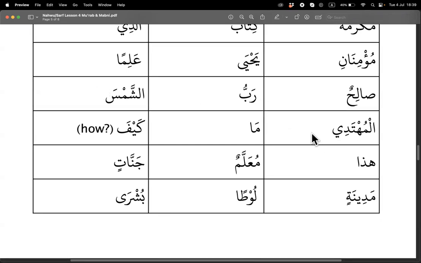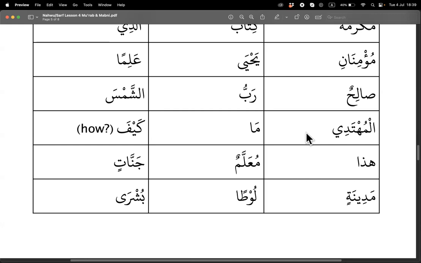Next one. Al-muhtadi. This is mu'rab. This is interesting. So give me the status, number, gender, type. Status first. Status is jar. Why jar?